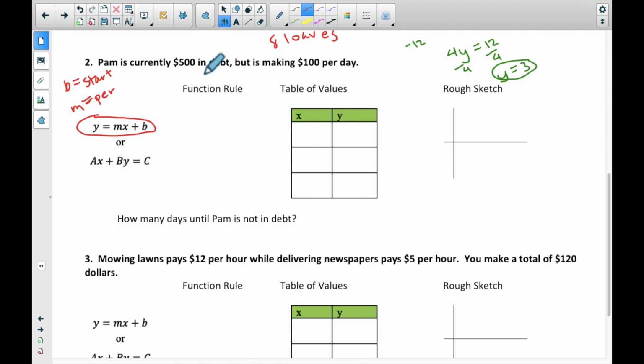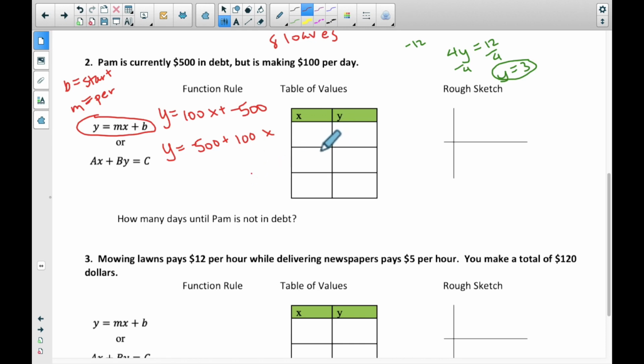So she's currently $500 in debt. She's starting at negative 500. Let's go ahead and make this equation. Y equals, she's starting at negative 500, but she's making $100 per day. Now some people might have put that backwards, and that would be okay. Sometimes with word problems, it matches up a little bit better to say it the other way. That's supposed to be 100. So she's $500 in debt, negative 500, but she's making $100 per day. Okay, there's our function.